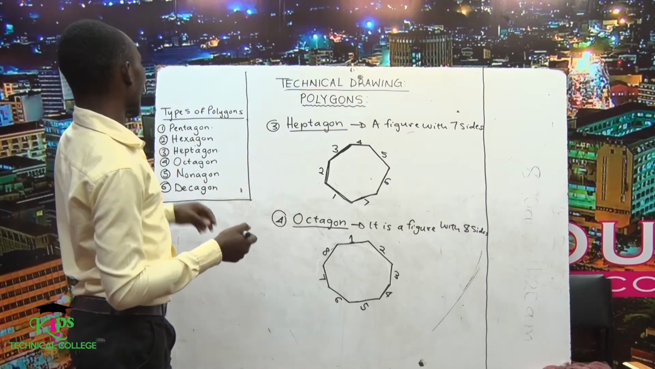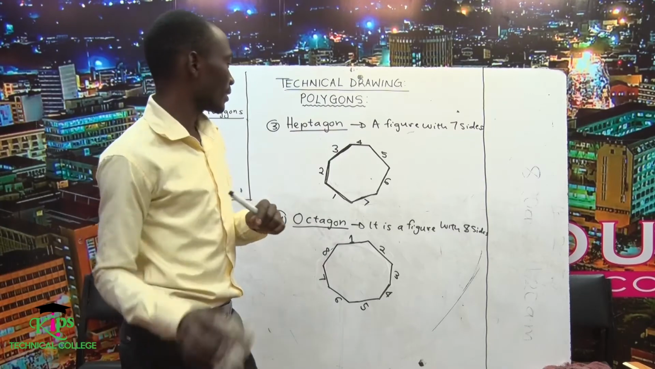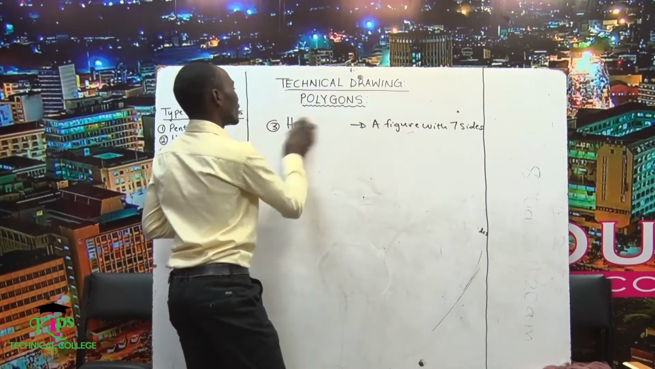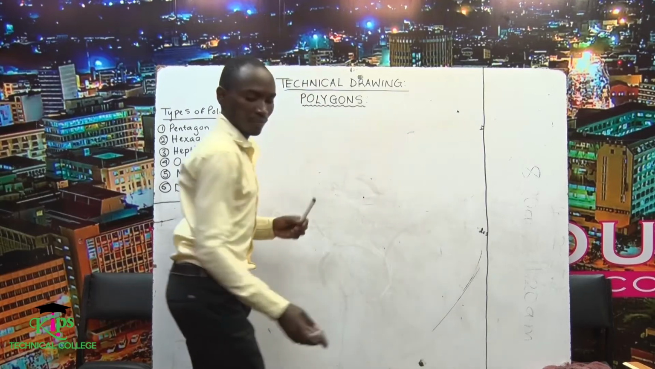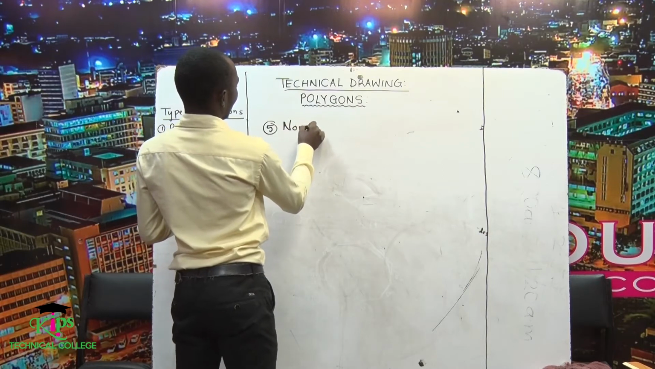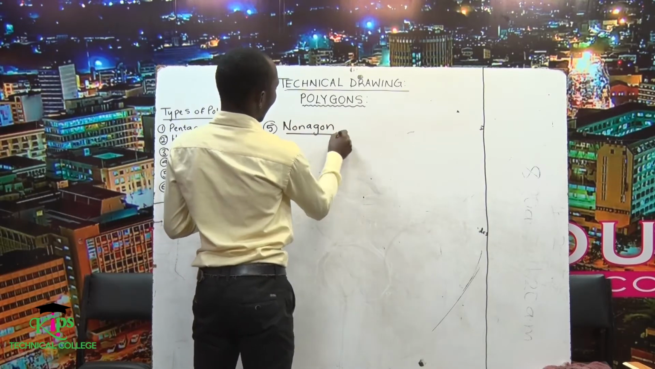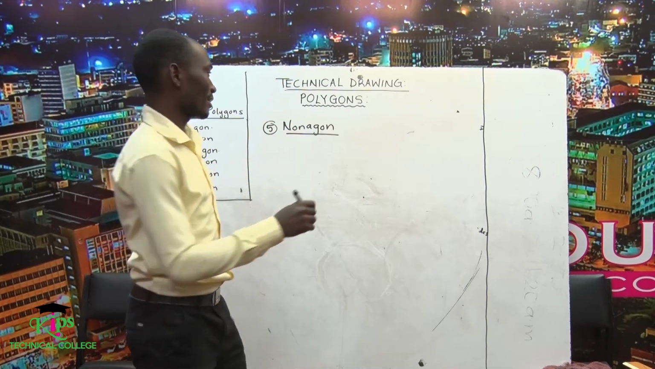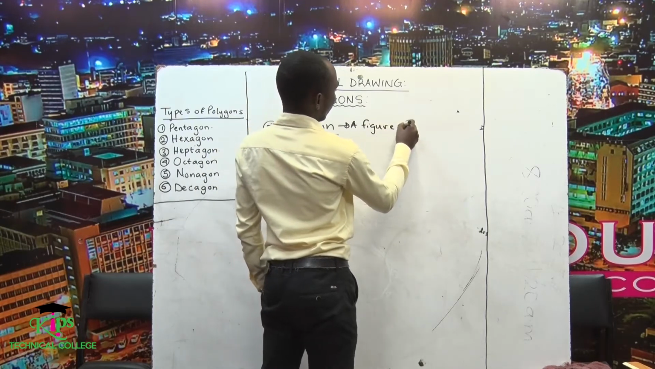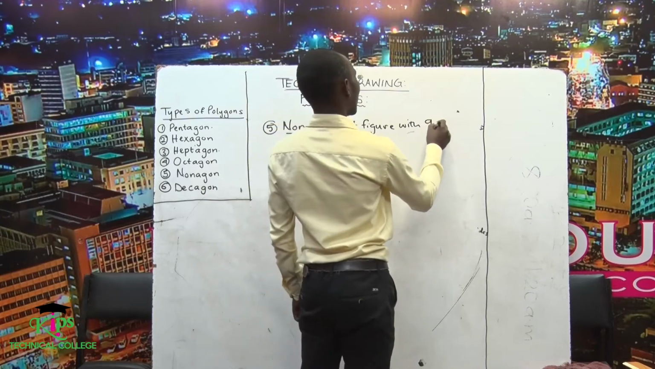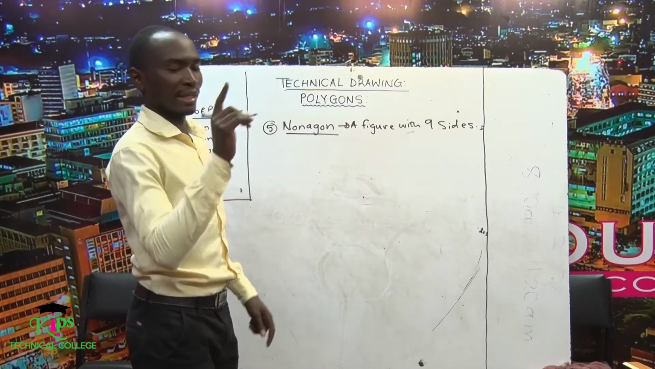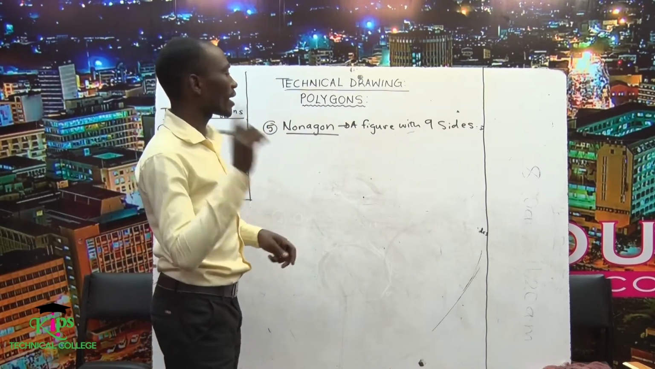The other one is a nonagon. Let's go to a nonagon. A nonagon is a figure with 9 sides. So it is any figure that has got 9 sides. We call that one a nonagon.